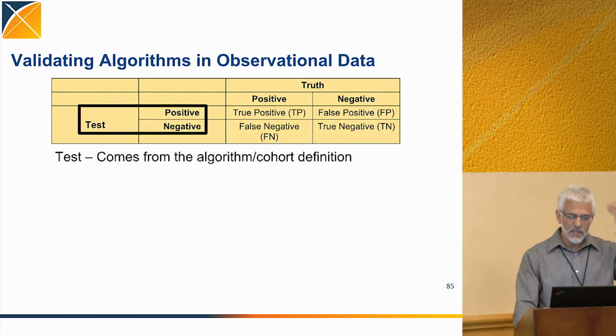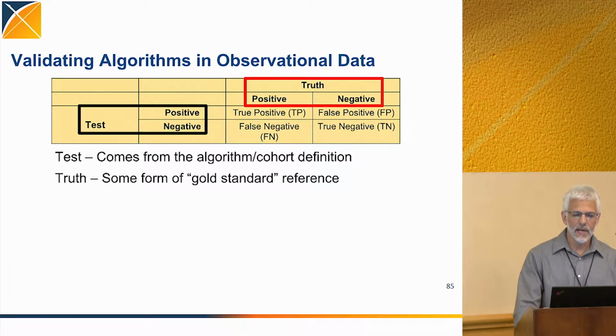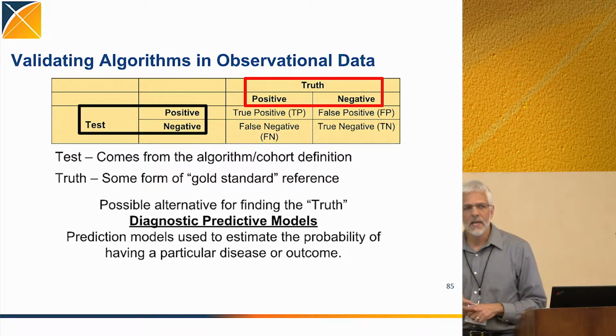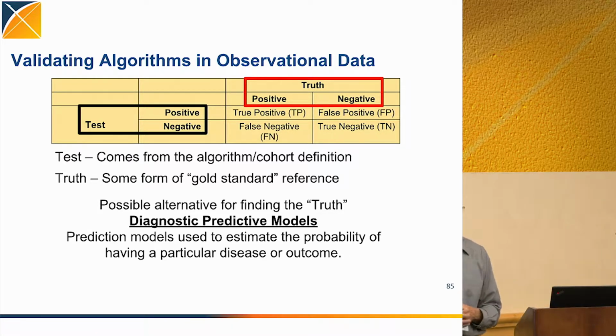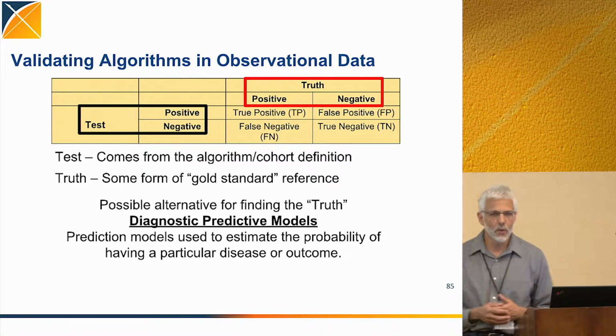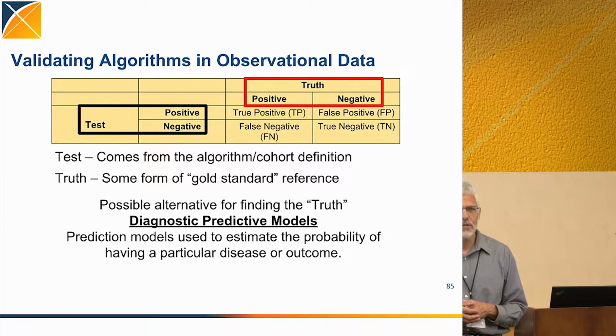So, once again, as we think about validating algorithms in observational data, we talk about the test coming from the algorithm, the truth coming from some sort of gold standard. So the question we had is, is there a different way to get to the truth, since we know that clinician review is not likely? One of the things that we're working on is diagnostic predictive models. Within the OHDSI community, this uses the PLP package that Jenna and others have talked about, and we saw some examples yesterday.